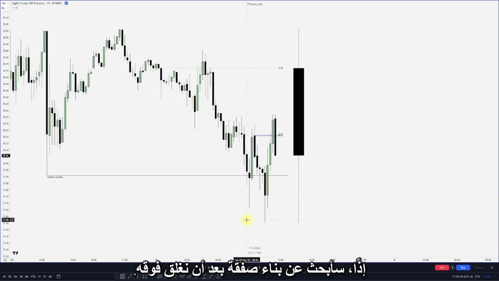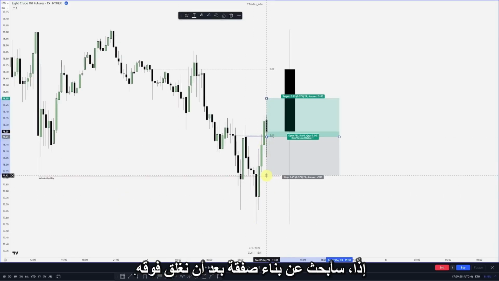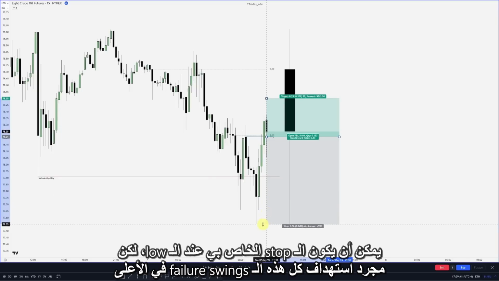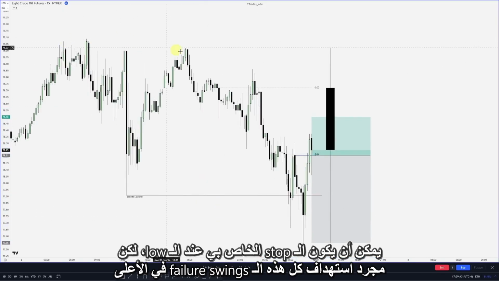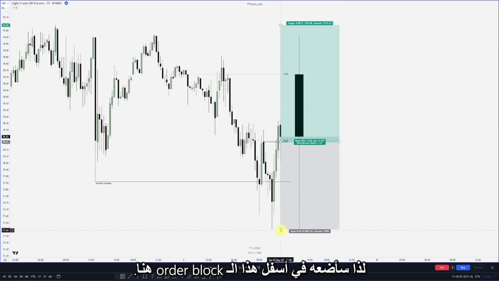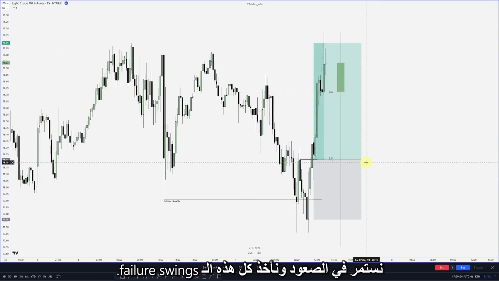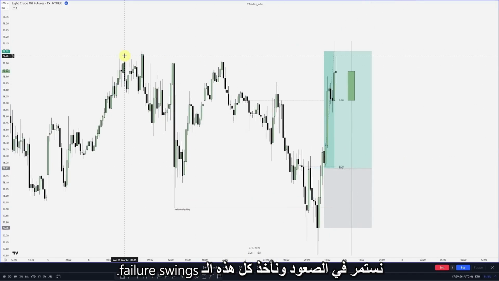Here we get the closure over. So then I would be looking to frame a trade. After we close over, my stop could be on the low, but just looking to target all these failure swings up here doesn't really make sense in terms of risk to reward. So I'll put it at the bottom of this order block here. Let's see how this works out. And there we go. We continue higher, taking out all these failure swings.